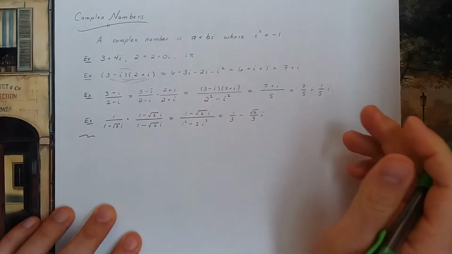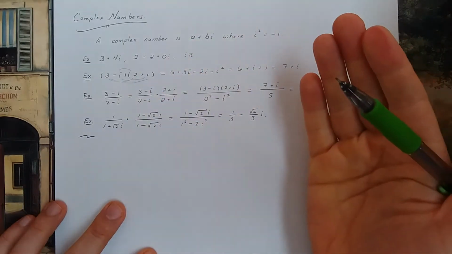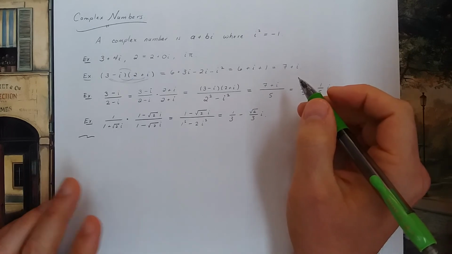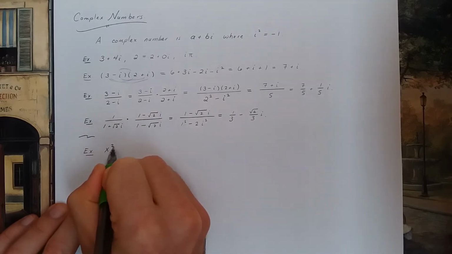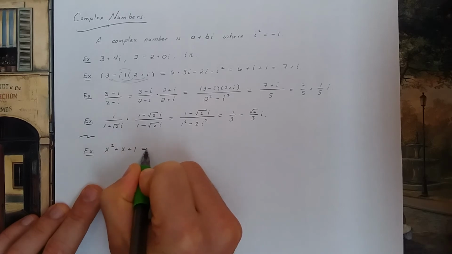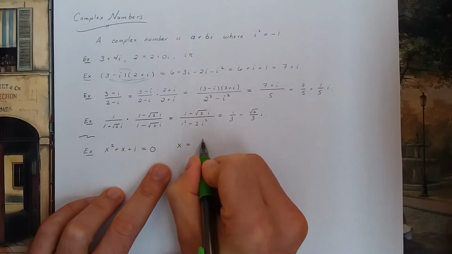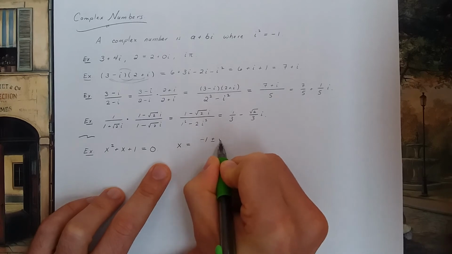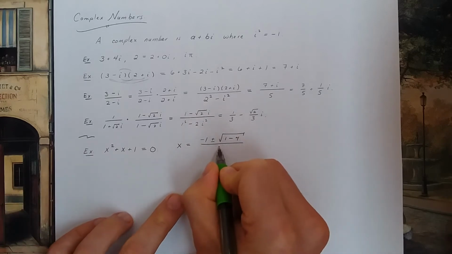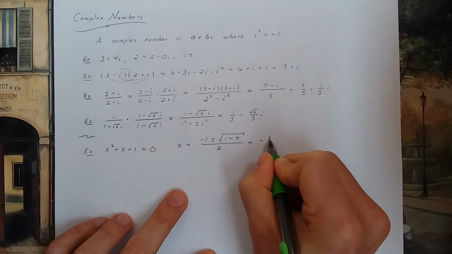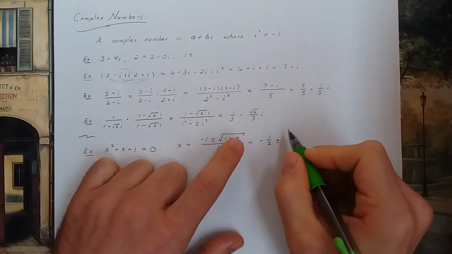Now, the reason that we are interested in complex numbers in this class is because when we use the quadratic formula to solve a quadratic equation, we will occasionally get complex numbers. So here is an example. What if I had the equation x squared plus x plus 1 is equal to 0? Well, the quadratic formula says x is equal to -1 plus or minus the square root of b squared, so 1 squared minus 4ac, so minus 4, all over 2.